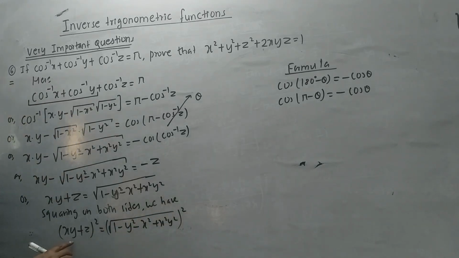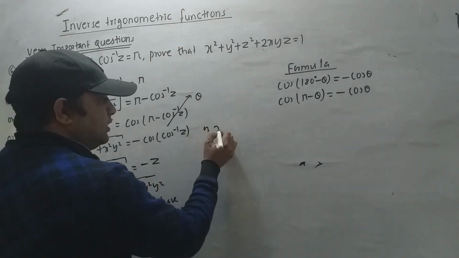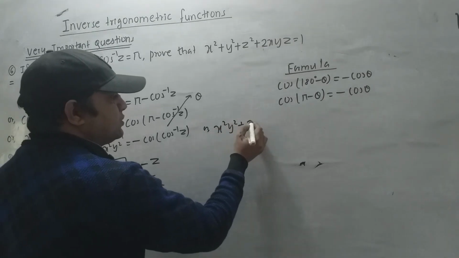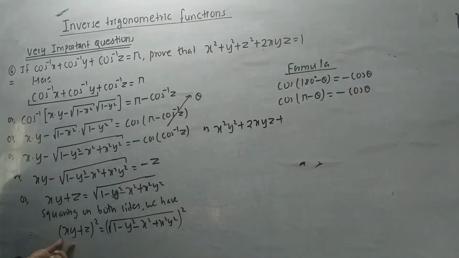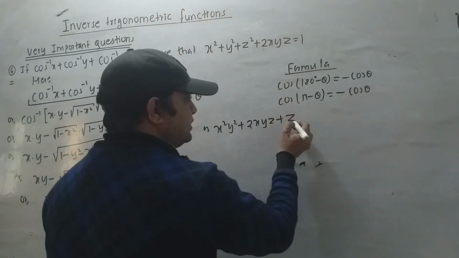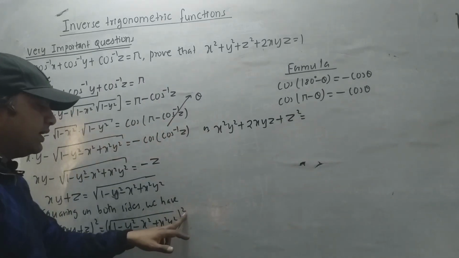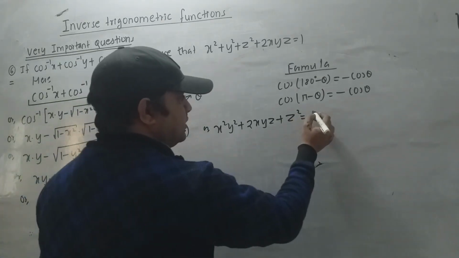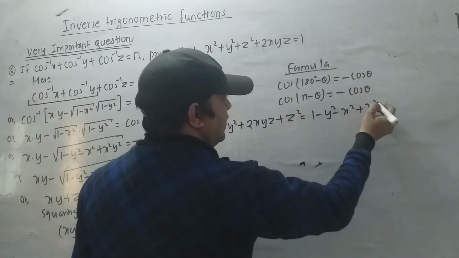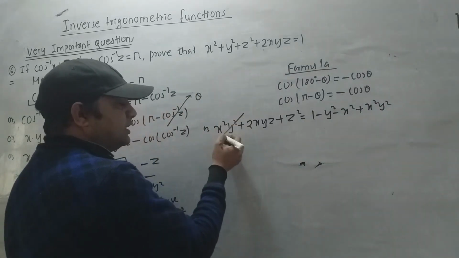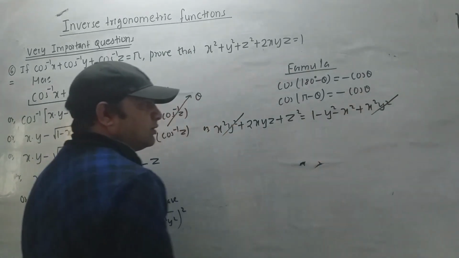So expand that in a plus b whole square. For a plus b whole square, here xy you suppose is a and this z is b. So a plus b whole square is a square plus 2ab plus b square. So here you are left with z square. Now this square and this square root are cancelled. So right here, 1 minus y square minus x square plus x square y square. So x square y square and x square y square cancel.